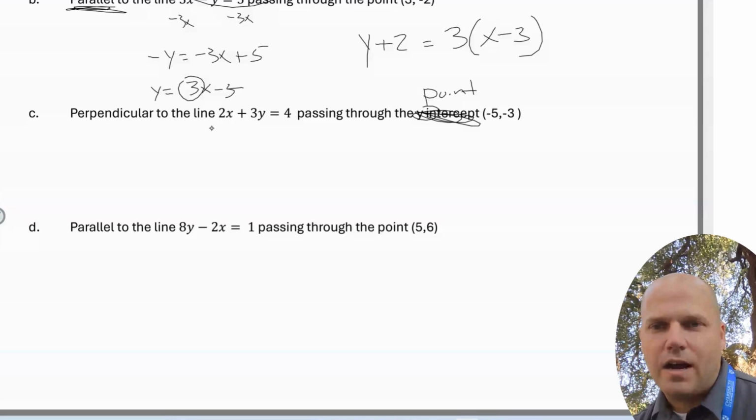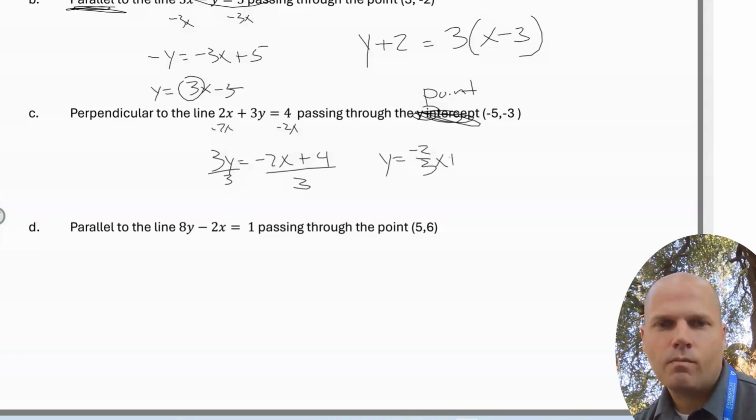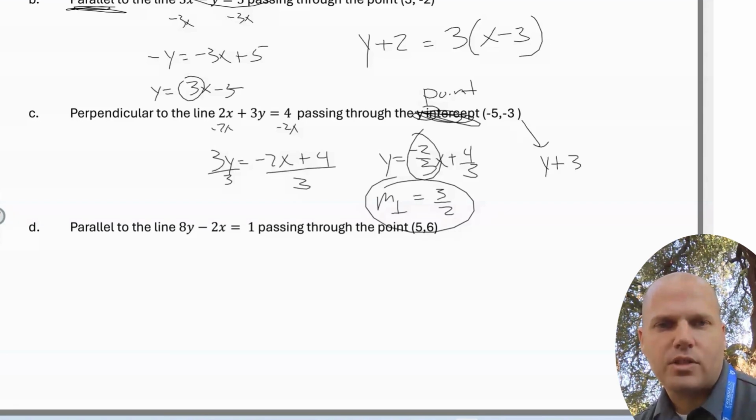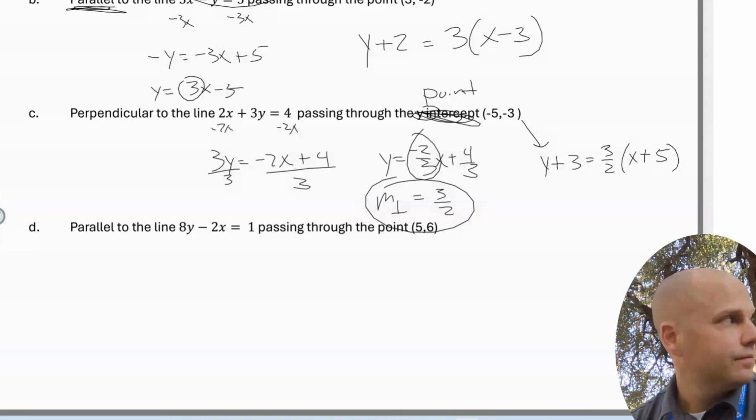Perpendicular line. How do I figure out the slope of this line? I had to solve for y. Hopefully you guys remember solving for y. There's a slope. A perpendicular slope is going to be positive 3/2. Your new equation is going to be y plus 3 equals, that's the y distance, this common ratio, times x plus 5.